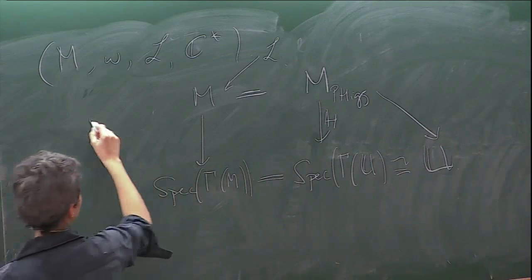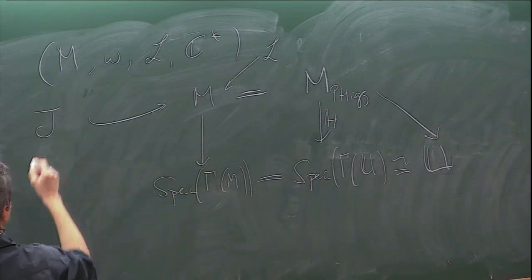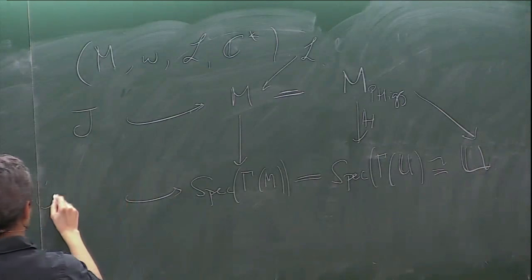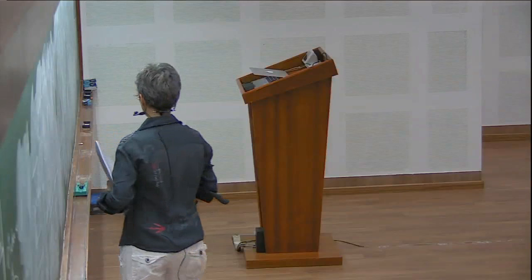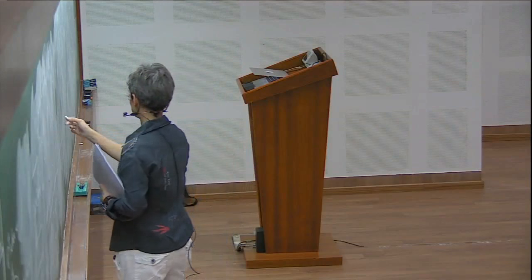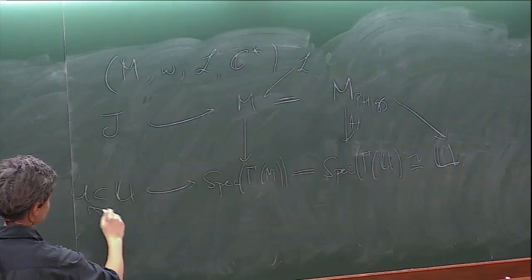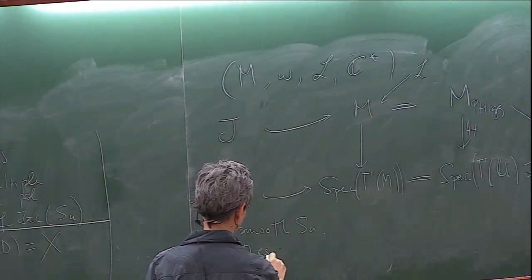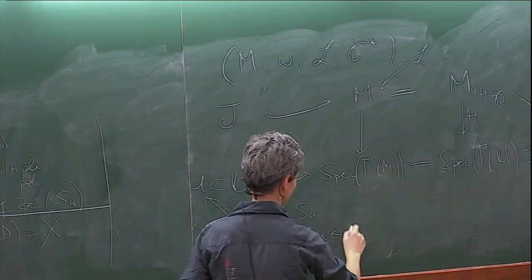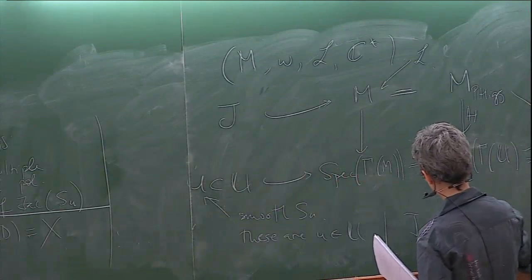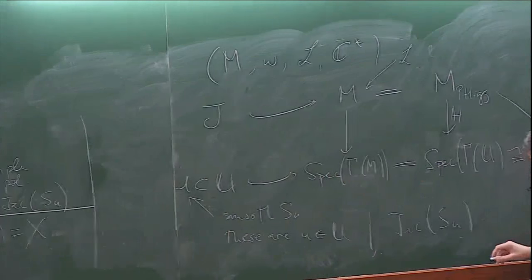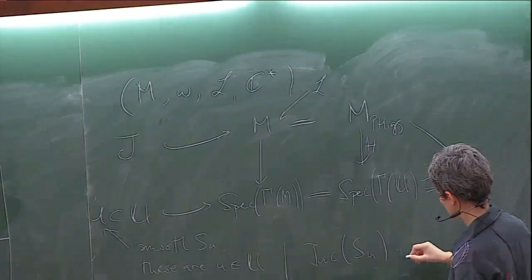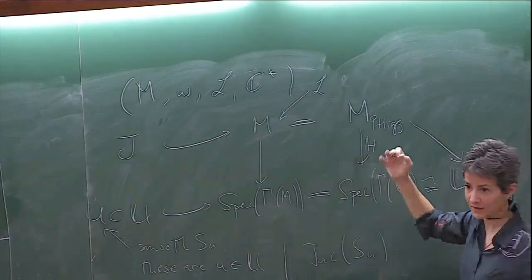So then, okay, we can consider just this space where the spectral curves were smooth. How do we determine the subspace of smooth ones? Well, easily, just by thinking that these are U such that the Jacobian is an abelian variety, such that we recover the whole abelian variety.